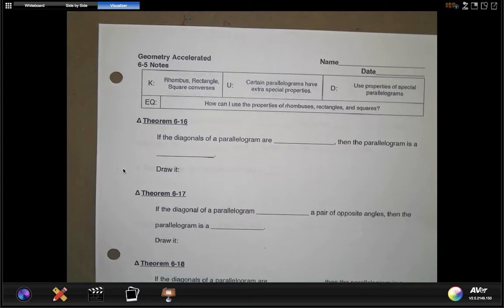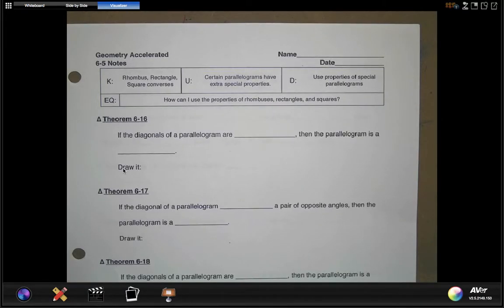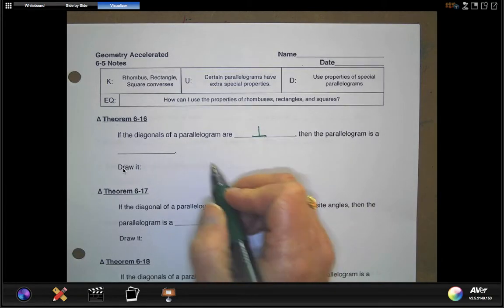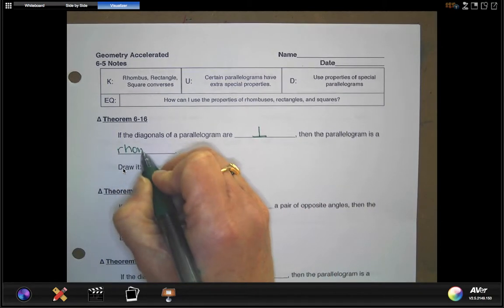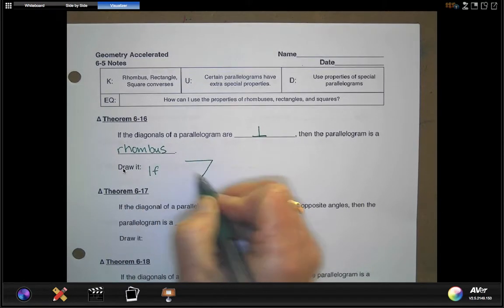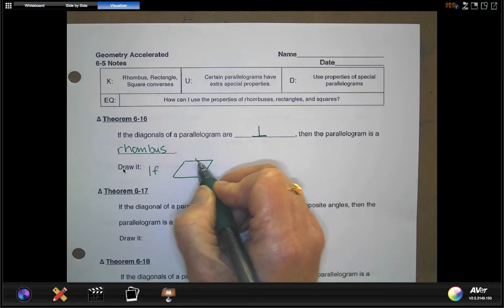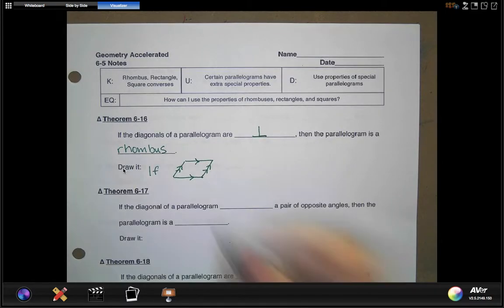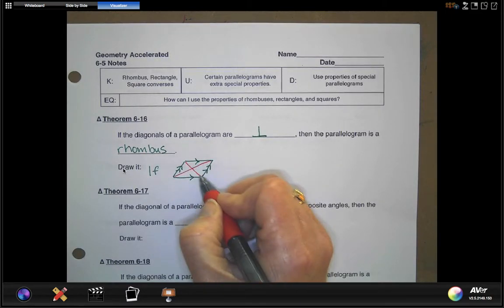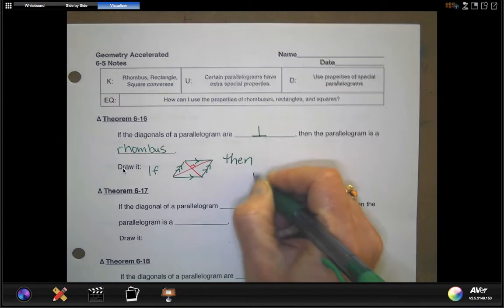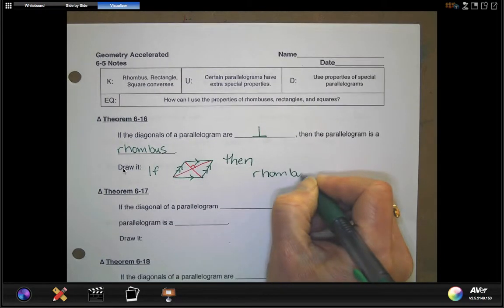Okay, you're going to find 6.5 is not going to be too much different from 6.4. So 6.5 says if the diagonals of a parallelogram are perpendicular, then the parallelogram is a rhombus. Again, I know I have a parallelogram, so I know that the opposite sides are parallel. So it says if I know that these diagonals are perpendicular, then it's a rhombus. Okay?